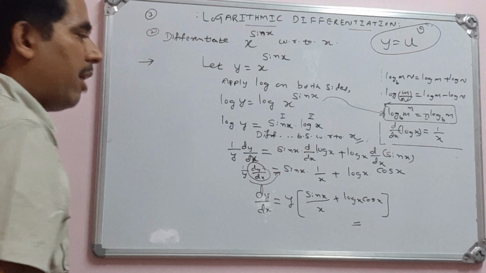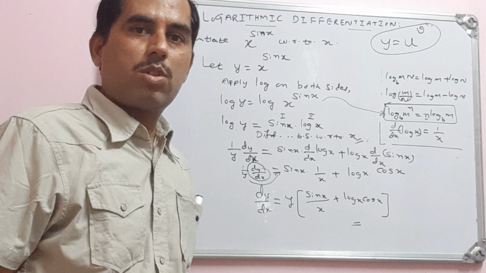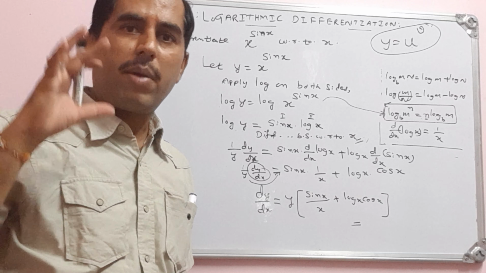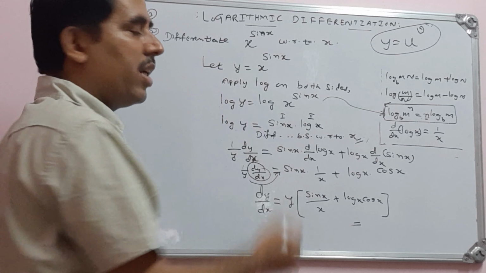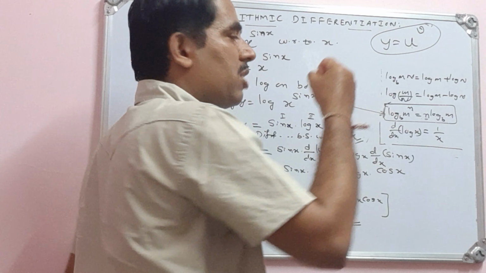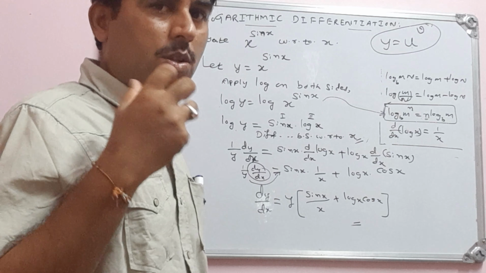This is the derivative of the given function. This method is called logarithmic differentiation because we apply log in the first step. Why do we use logarithmic properties? Those properties help us to differentiate complicated functions in an easy way. That's why we have applied the log.